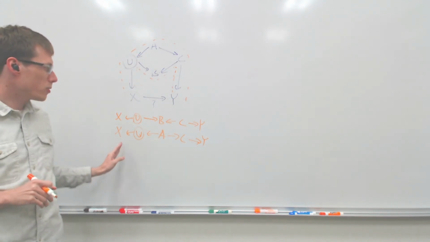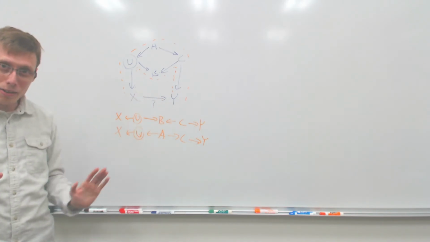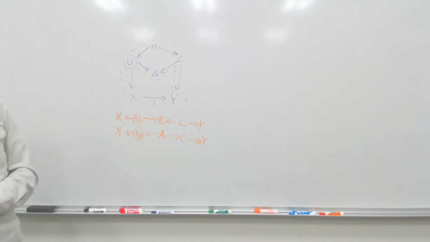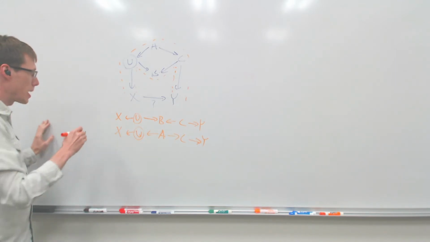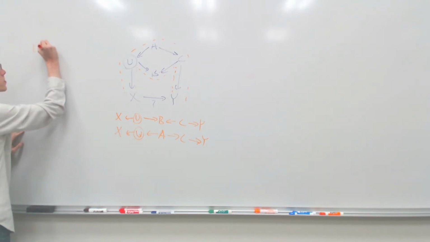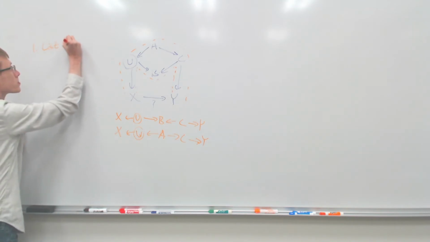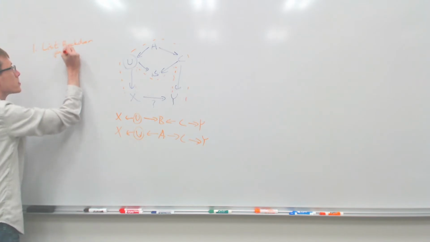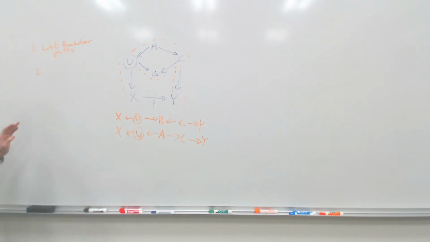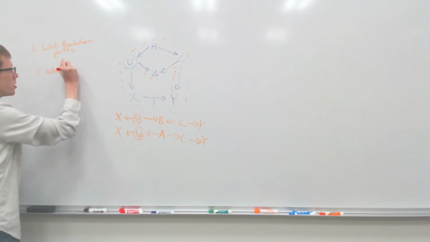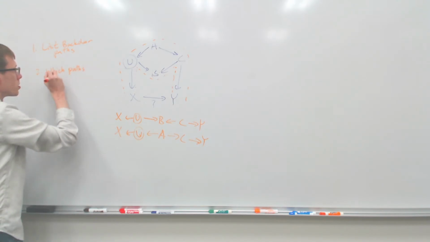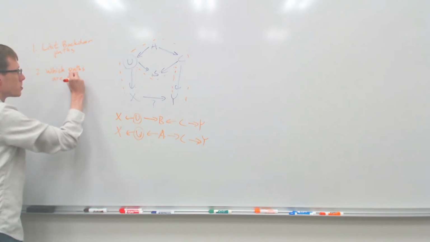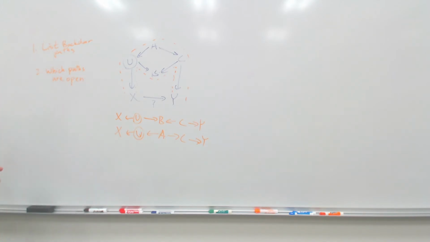All right. Paths from X to Y, this is not the direct path, right? These are the backdoor paths. All right. So step one is to list the backdoor paths. Step two is to figure out, okay, which ones are currently open? Which paths are open? Okay. So what do I mean by open?